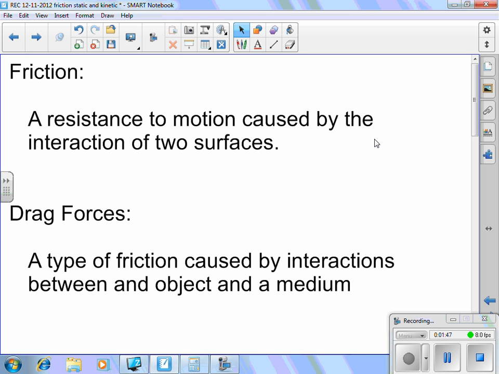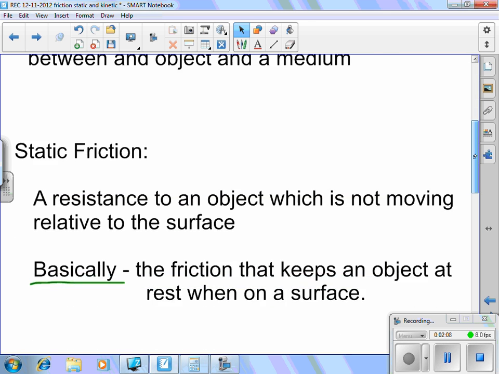And over a long period of time, these bonds can become very strong, and the surfaces can start to meld together. So, in extreme cases, you can actually have the surface sticking to the other object because they're so strongly attached. Drag forces are another type of friction, but they're caused by the interaction between an object and a medium, and these are ones that we're going to cover later and get into in more detail as we go into that section of the unit.